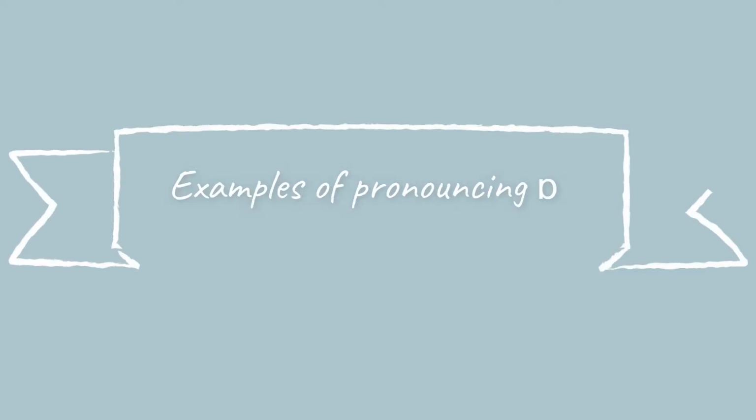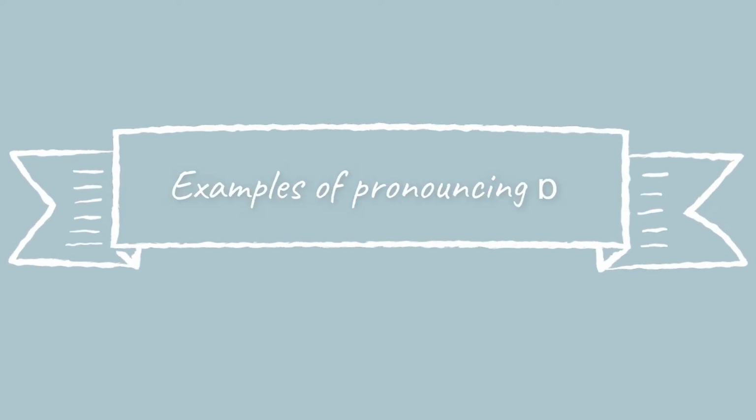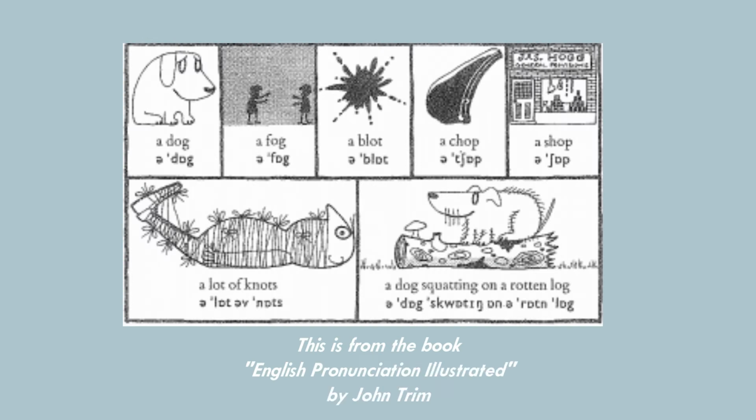And now, how do we pronounce this? It is pronounced O. Now, let's look at the examples on how to pronounce O in words and sentences. A dog, a fog, a blot, a chop, a shop, a lot of knots, a dog squatting on a rotten log.